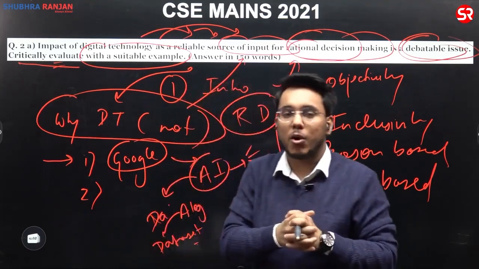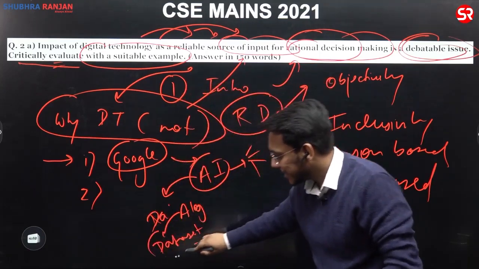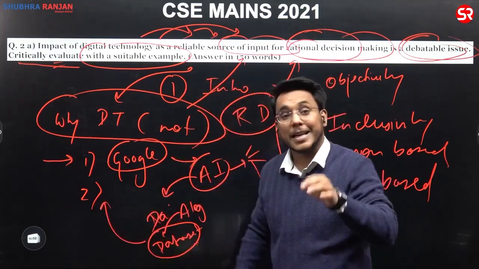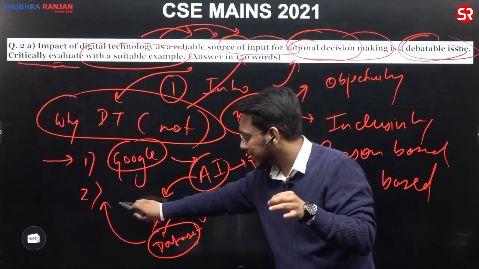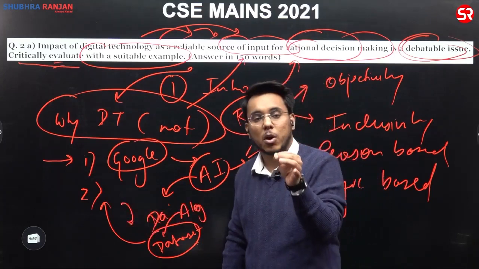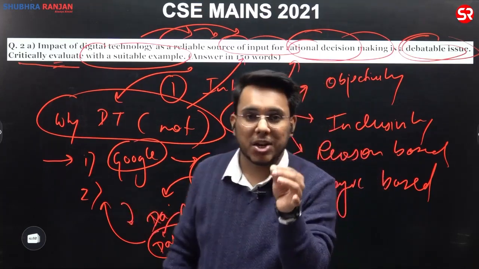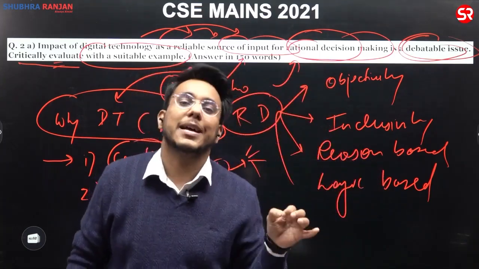Now, the problem often is that these data sets are not representative data sets. Particularly in India, these data sets are not representative because the data is being generated by only the people who have the internet.